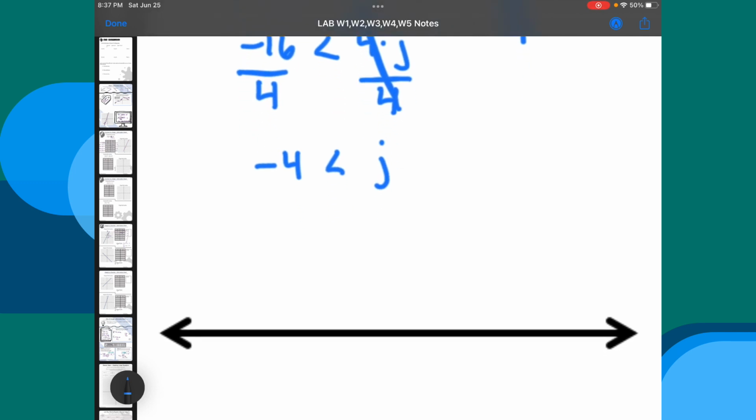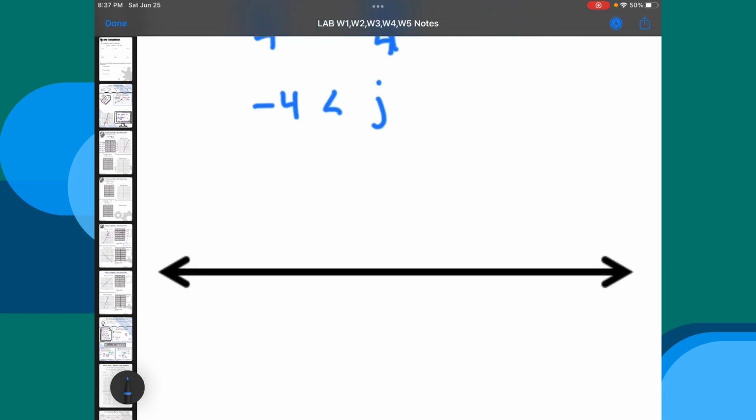So we want to look at the variable j. J is on the bigger side of the inequality. So in the middle of our graph, we will put our negative 4. We have an open circle since we don't have the bar. And j is bigger than negative 4, and bigger numbers are always to the right.